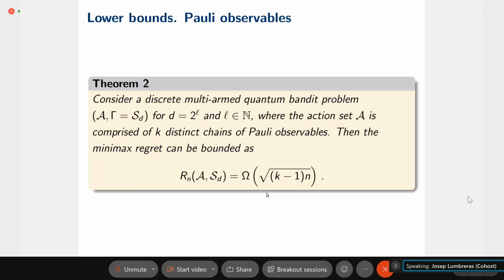So as before, it goes as square root of n, but now we can introduce a factor that goes as k minus 1, where k is the number of Pauli observables. So k minus 1 is natural because if we have only k equal to 1, so only one observable, there is only one action, so you always pick the right one. So this is where this minus 1 comes from.